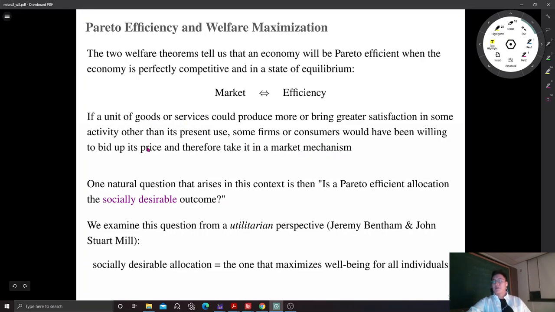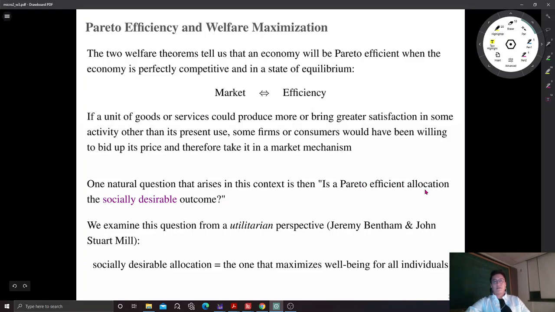So in a market mechanism, that is possible. Some economic force would change the demand and supply, and that is not an equilibrium anymore, right? So in a state of equilibrium at least, this kind of improvement of efficiency cannot happen. And the one natural question that arises in this context is this: we know market equilibrium achieves efficiency, and any efficient allocation can be achieved by the market mechanism under some strong assumptions. And the next question is, what is a Pareto efficient allocation?